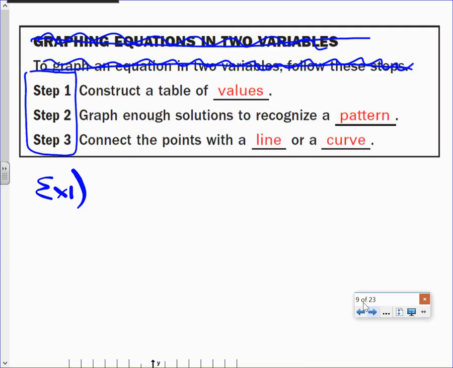Step 1. Construct the table of values for step 1. Step 2. Graph enough solutions to recognize a pattern. Step 3. Connect the points with a line or a curve.